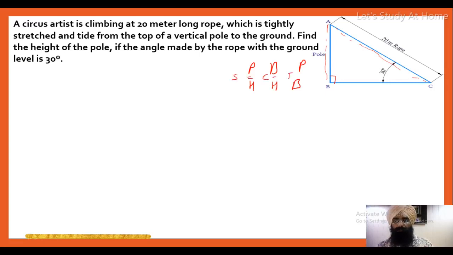Okay ji, our sine is always equal to perpendicular upon hypotenuse, cos is equal to base upon hypotenuse, tan is equal to perpendicular upon base. Now you should think in your mind, what do you want to find?